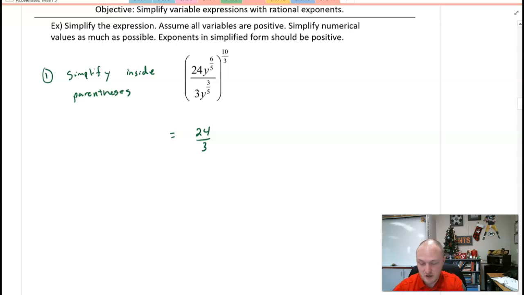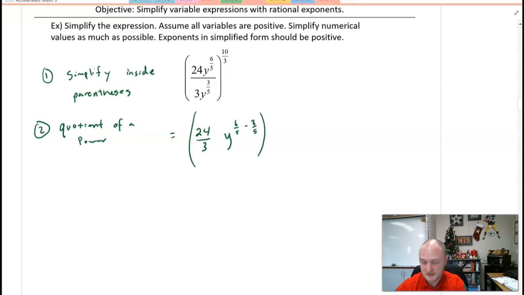So what am I going to do? Well, for this part, this is a quotient of a power. So I can go ahead and divide them. So this is y to the power of 6/5 minus 3/5. Okay, and again, all of this is raised to the power of 10/3.